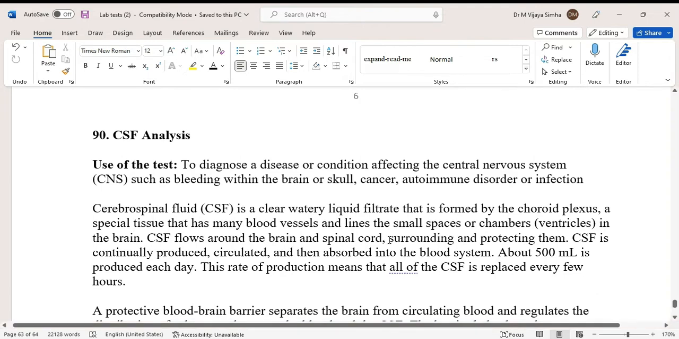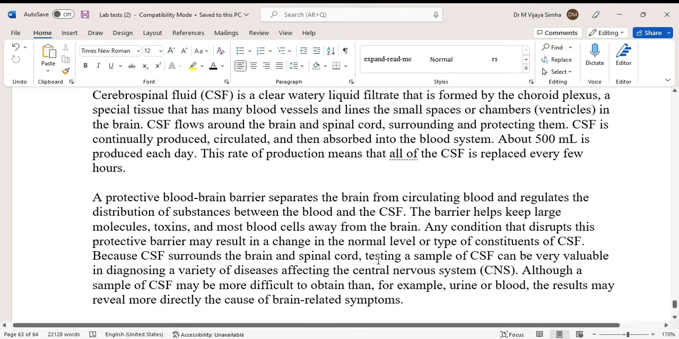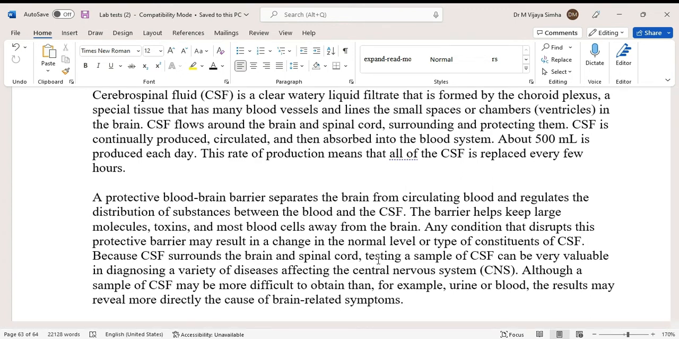Cerebrospinal fluid is a clear, watery liquid filtrate that is formed by the choroid plexus, a special tissue that has many blood vessels and lines the small spaces or chambers in the brain. CSF flows around the brain and spinal cord, surrounding and protecting them. CSF is continually produced, circulated, and then absorbed into the blood system. About 500 ml is produced each day. This rate of production means that all of the CSF is replaced every few hours.